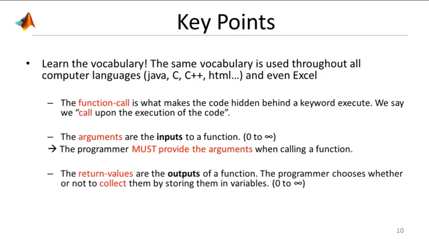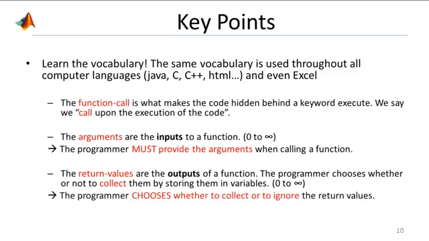The return values are the output of a function. The programmer chooses whether or not to collect them by storing in a variable. There can be 0 return values again. clc and clear do not return a value, but they could be infinite. So far we've only collected 1 return value. In the future we'll learn how to collect multiple return values. The programmer chooses whether or not to collect them. That's a choice that you make. But that concludes the introduction of the 3 vocabulary words for functions.